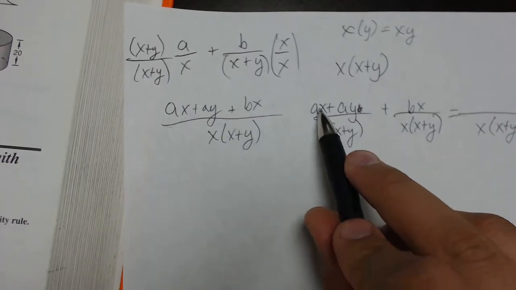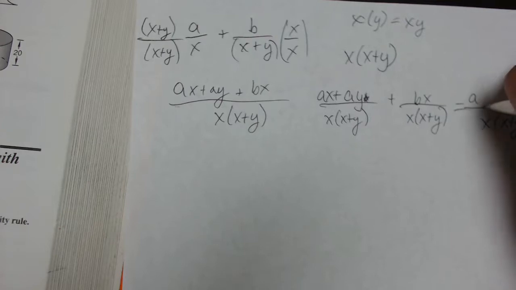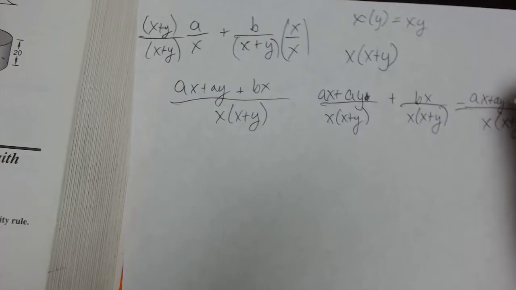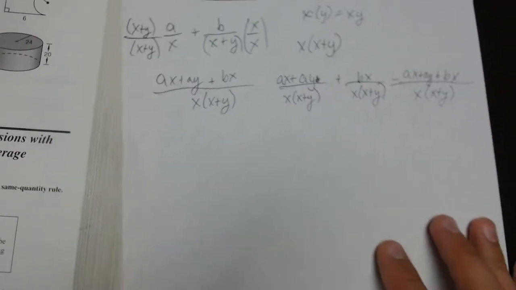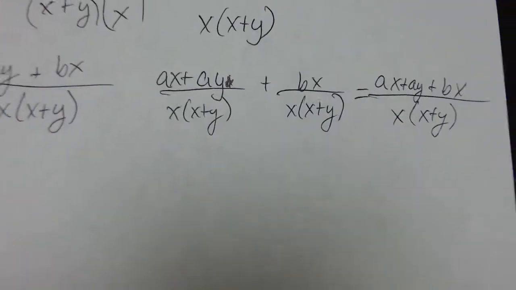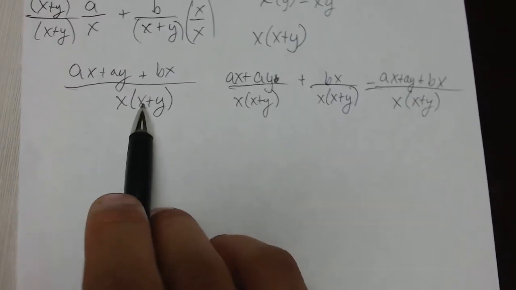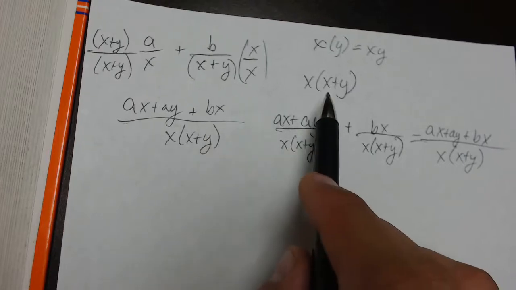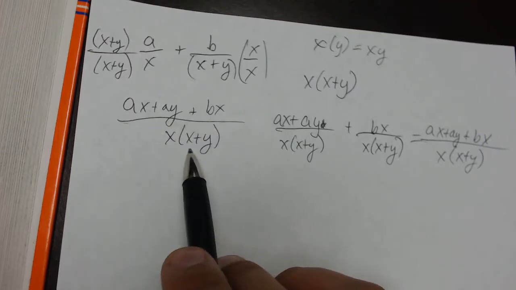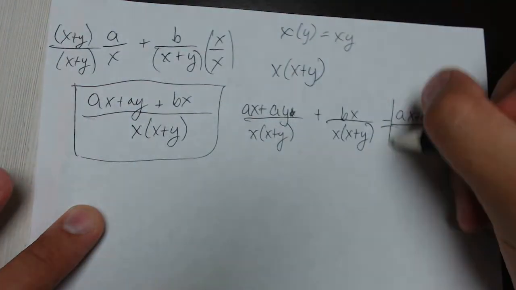And then we don't have any like terms across the numerator, so we'll just write them all separately as ax plus ay plus bx. You can see this answer over here is the same answer over here. So I just cut a step. As soon as I figured out what the common denominator was, I went ahead and wrote that on the denominator of my answer. And these are our answers right here.